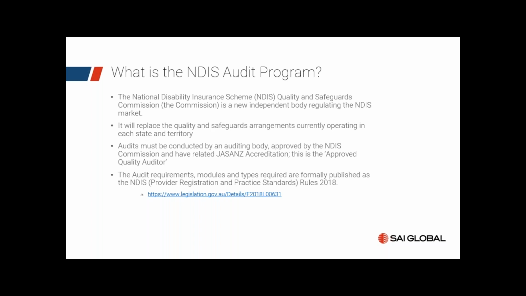Audits need to be conducted by an auditing body that is approved by the NDIS Commission and also must have JASANZ accreditation. Those auditing bodies are called approved quality auditors under the scheme, but they're more commonly known as certification bodies. The audit requirements, modules and audit types are formally published as the NDIS Provider Registration and Practice Standards Rules 2018. They're available on the NDIS Commission website, and there's a link in the presentation slide so you can find them easily.